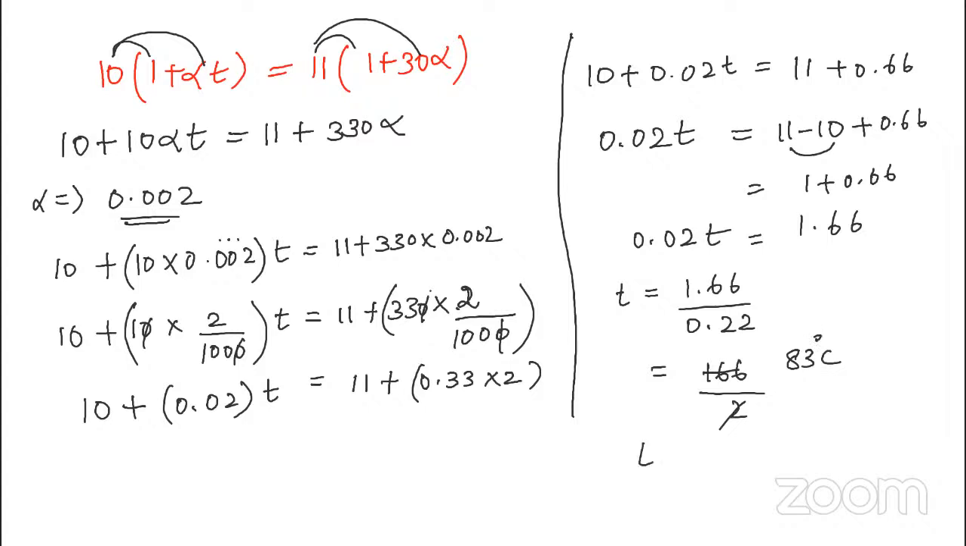Okay, so what is the value of T here? It is 83 degree Celsius. So this is option B. B is the right one.